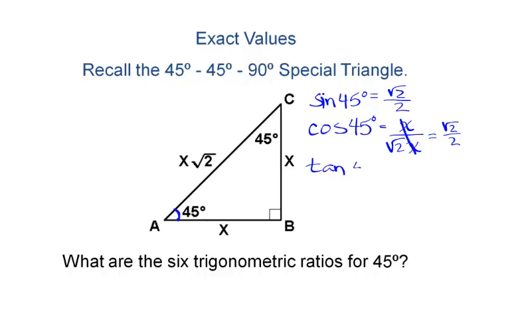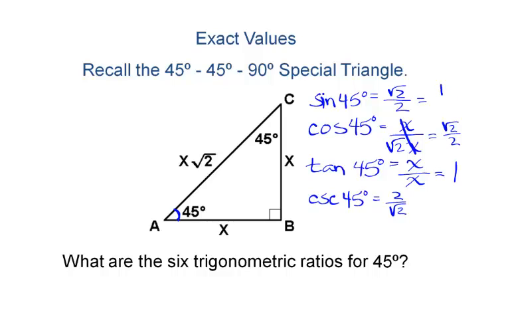Tangent of 45 degrees was opposite over adjacent. There's why the tangent of 45 degrees is 1. All right. Let's talk about cofunctions. The cosecant of 45 degrees, well, that's 2 over the square root of 2.